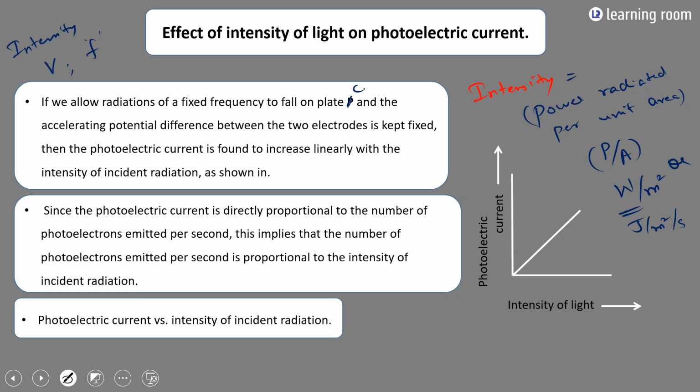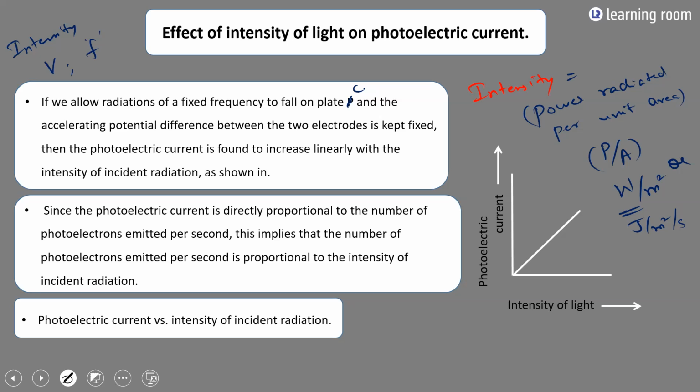And the accelerating potential difference between the two electrodes is kept fixed. That's what I told you, right? It's kept fixed. Then one important thing that you can observe is, as you keep increasing the intensity, it is observed that the photoelectric current also increases in accordance with it in a linear path. Means it is directly proportional.